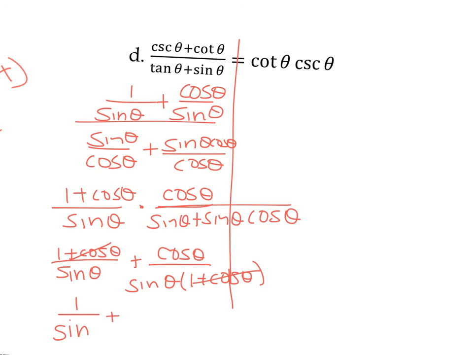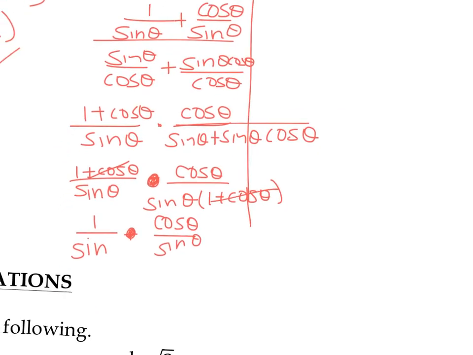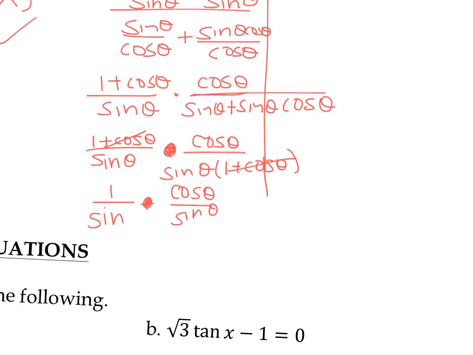plus, not plus, it should be a times here, plus cosine over sine, which simplifies to cosecant, cotangent.